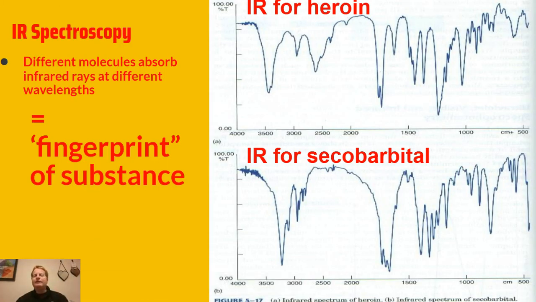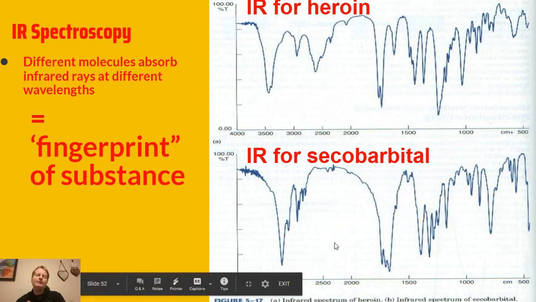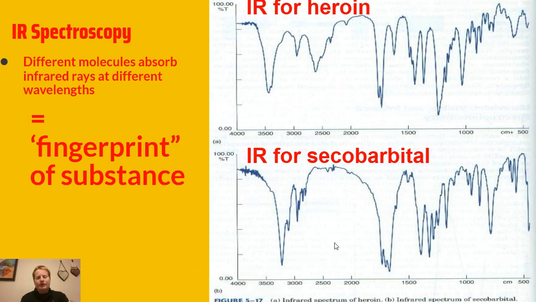Okay, so we've got our infrared spectrum of heroin, and this is the one for secobarbital. So again, we're taking this and applying it to unknown drugs. Heroin always looks like this. Secobarbital always looks like this, so we can match these spectra. And again, this is like the fingerprint of the substance.